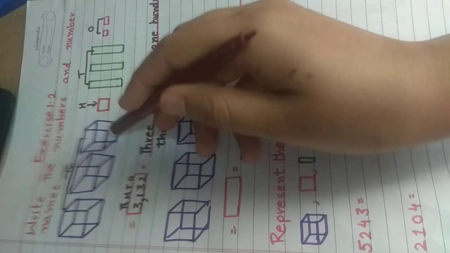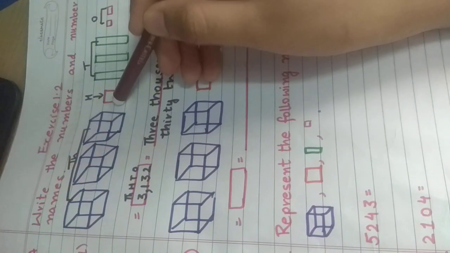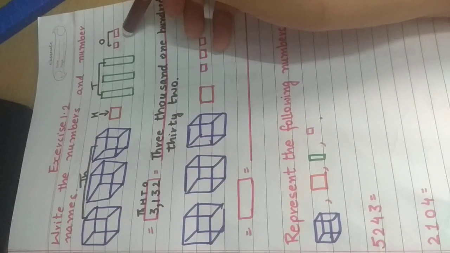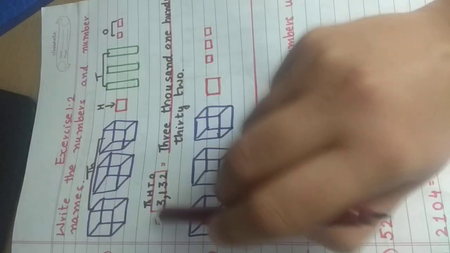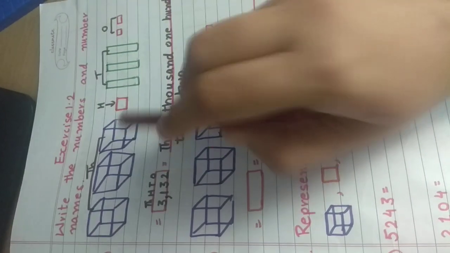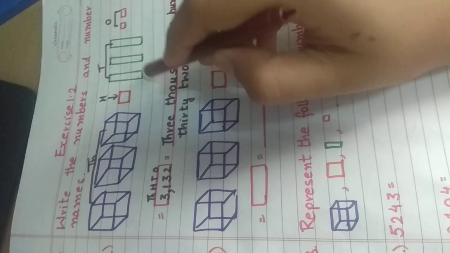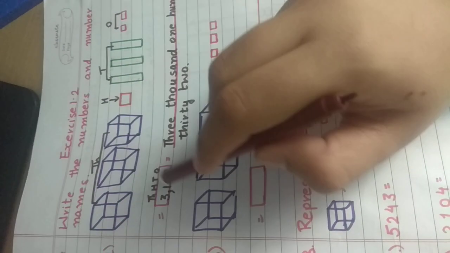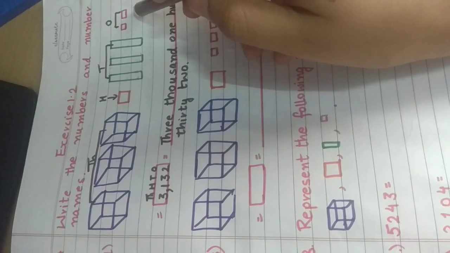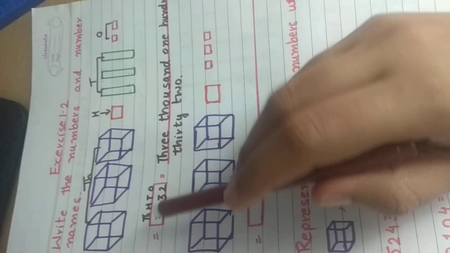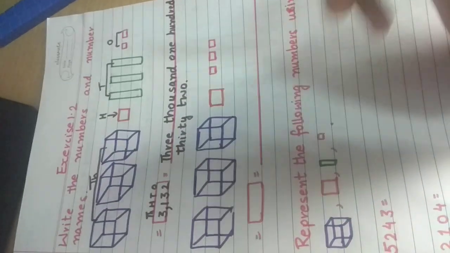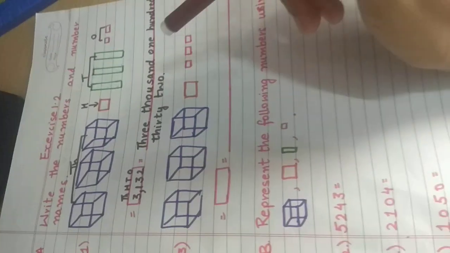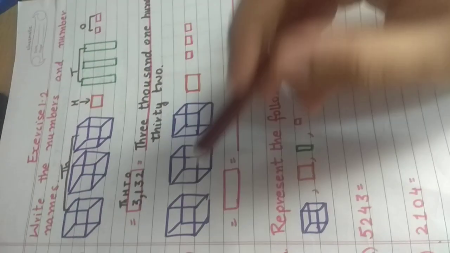These thousands को represent करते हैं, ये hundreds को, ये tens को, ये ones को. Okay. अब हमने यहाँ पे लिख दिया ones, tens, 100, 1000. 1000 के हमारे पास कितने blocks हैं? 3. So I wrote here 3. How many blocks of 100? 1. How many blocks of tens? 3. How many blocks of ones? 2. How will we write it? 3132.